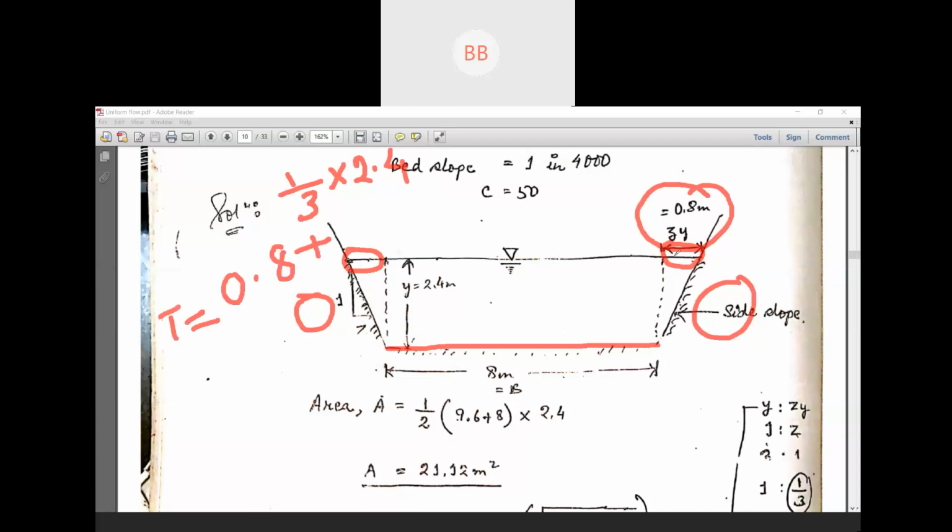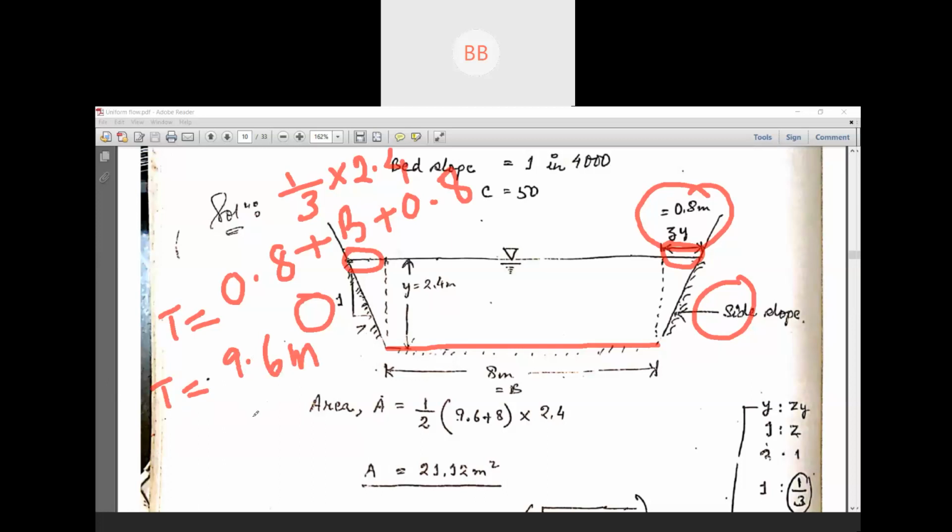Then in the middle we have the width of the channel, or bottom width of the channel, that is b, plus 0.8 again, this portion. So how much are you going to get? This is 8 meter, so the top width will be 9.6 meter.